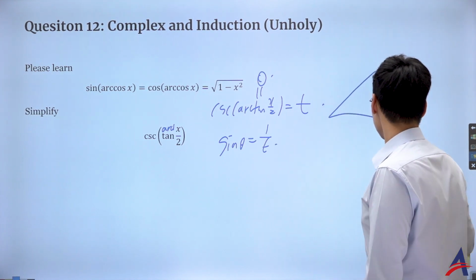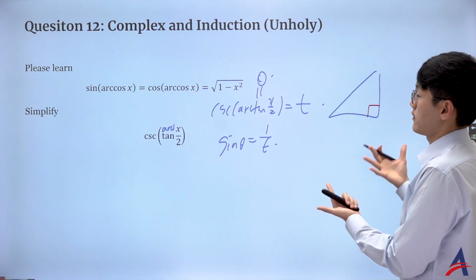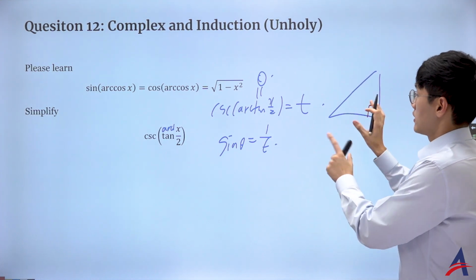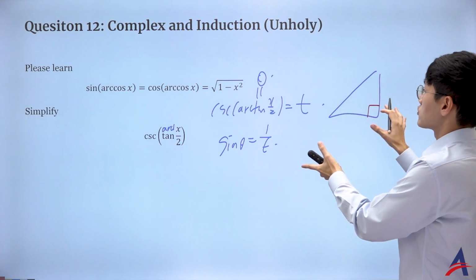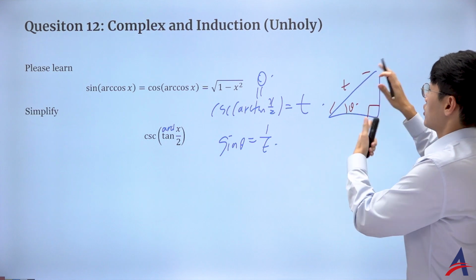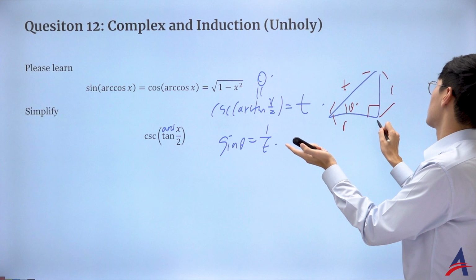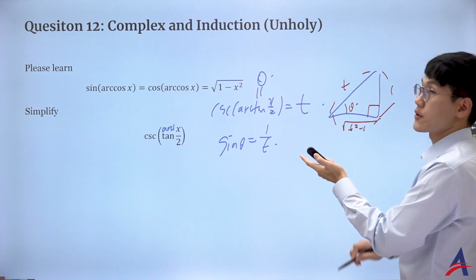Yes, for these things you can use the Pythagorean identity, I don't mind. Personally I like it, but I think for me it is more intuitive to use the right angle triangle. So I'm going to let this be theta, and then the hypotenuse is t and the opposite is 1. So then the adjacent is going to be the square root of t squared minus 1, using the Pythagoras theorem.